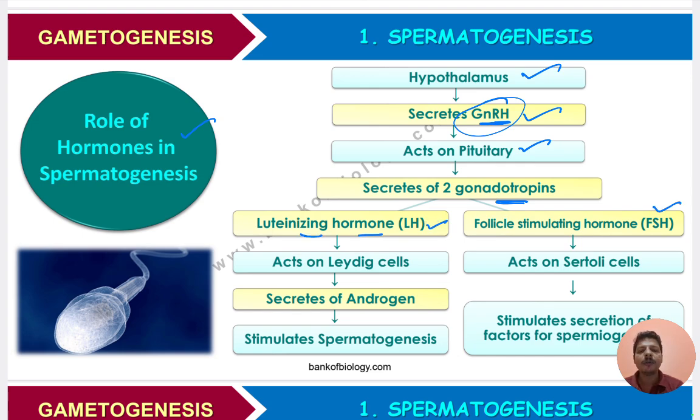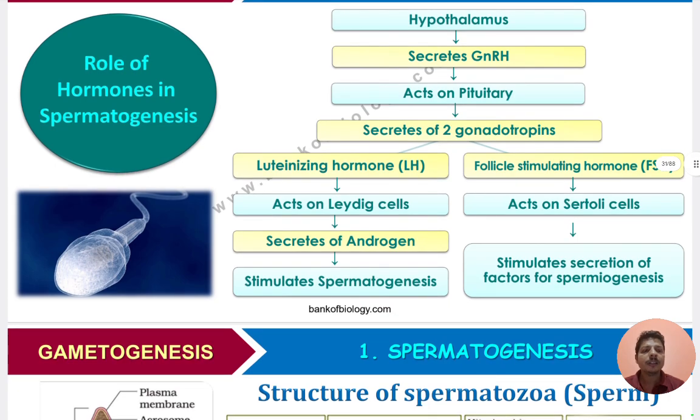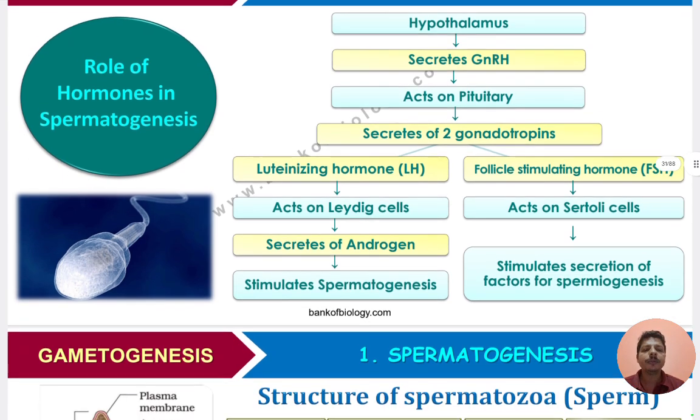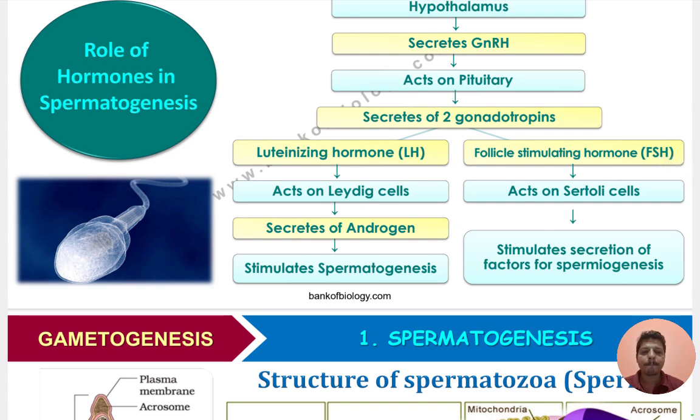Coming to luteinizing hormone, it acts on Leydig cells, secretes androgen and stimulates spermatogenesis. Coming to FSH, it acts on Sertoli cells and helps in the stimulation of secretion of factors for spermiogenesis. So this is the work of hormones in spermatogenesis. You are all familiar with GnRH, pituitary, gonadotropin, luteinizing hormone and follicle stimulating hormone from class 11th. Now we are going to learn something more.